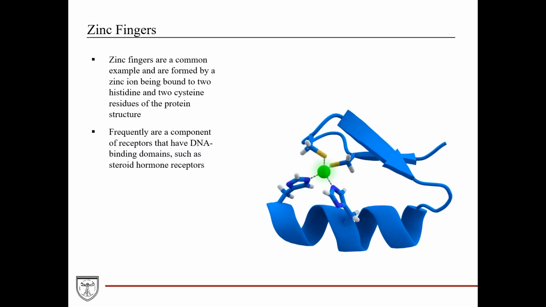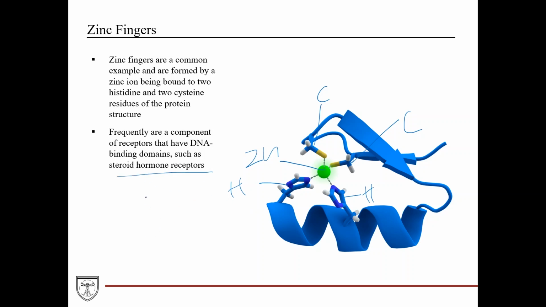So zinc fingers are a common example, and they're formed by a zinc ion, which we show here. It's bound by two histidines, which are shown here. So this is a histidine. This is a histidine. Remember, it has that ring-like structure. And then two cysteine amino acids, so here and here. They essentially coordinate this zinc ion. So that's how that forms the structure. And these are frequently a component of receptors that have DNA binding domains, such as steroid hormone receptors.